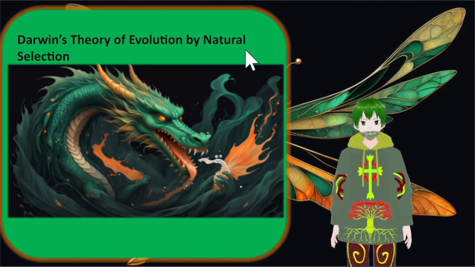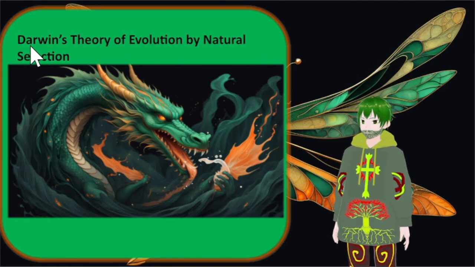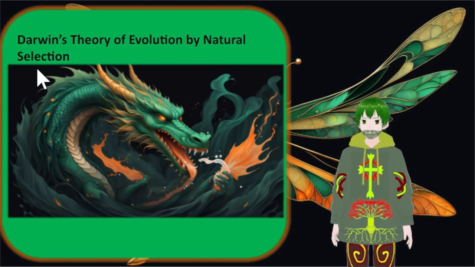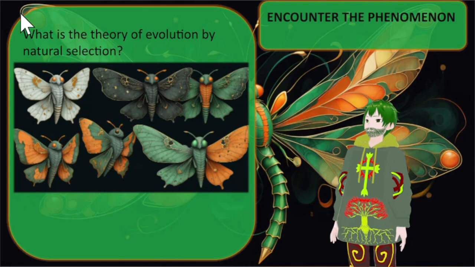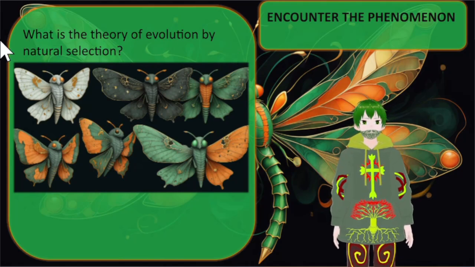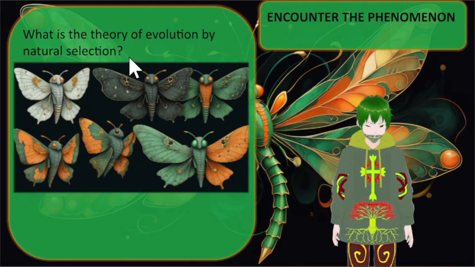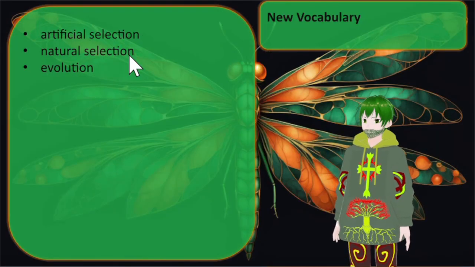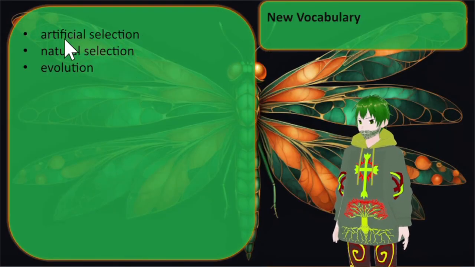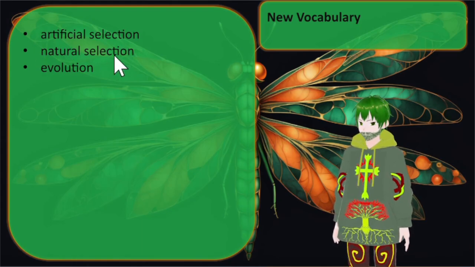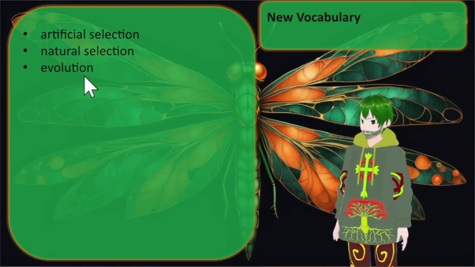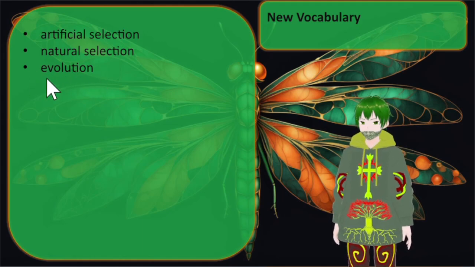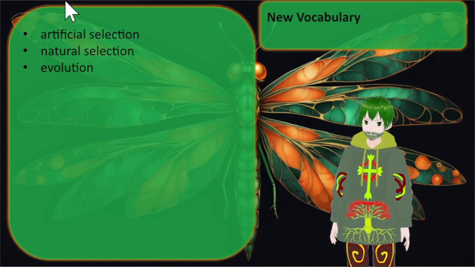So the guiding question for today, or the topic, is Darwin's theory of evolution by natural selection. And the question, sorry, I was jumping the gun there, is what is the theory of evolution by natural selection? It's a good question, so we're going to get into it. The new vocabulary you need to know as we're going through this are artificial selection, natural selection, and evolution. This word you've probably heard in multiple contexts, maybe not in a scientific setting, but I'm sure you've heard it before, and we'll talk about it all today.